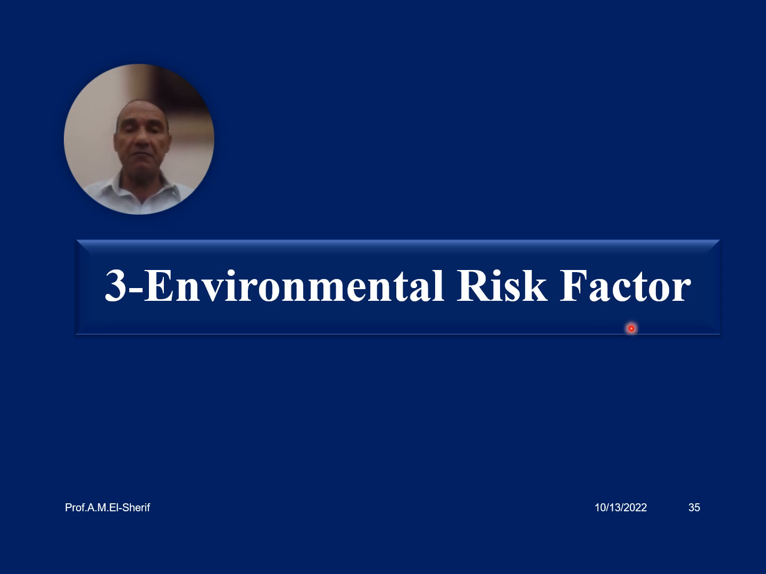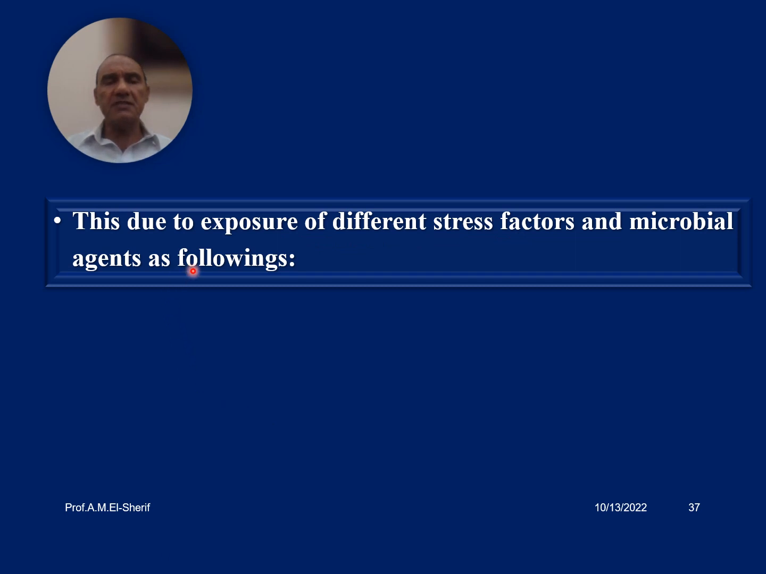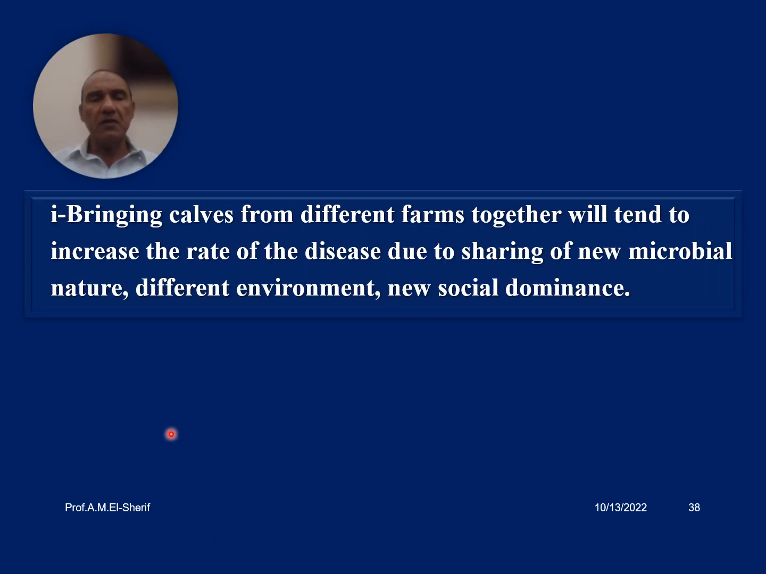Environmental risk factors. Environmental factors have an important role in feedlot pneumonia problems. This is due to exposure to different stress factors and microbial agents as follows. Bringing calves from different farms together will tend to increase the rate of the disease due to sharing of new microbial nature, different environmental conditions, and new social demands.